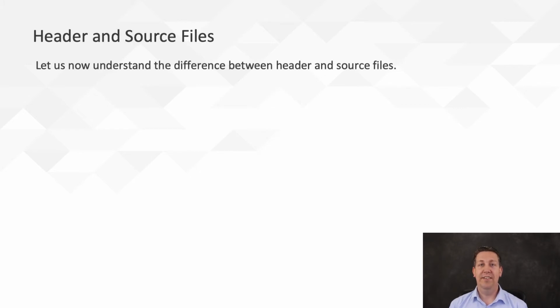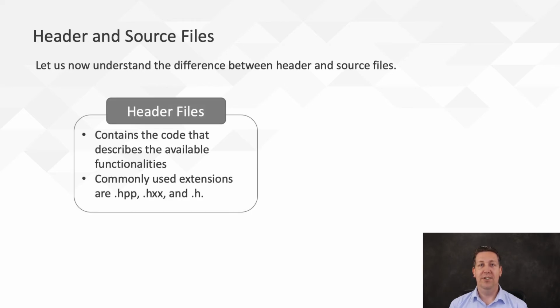Let's now understand the difference between header and source files. Header files contain code that describes the functionalities that are available. These functionalities can be referred to and used by the executable code in the source files, allowing source files to know what functionalities are defined in other source files.